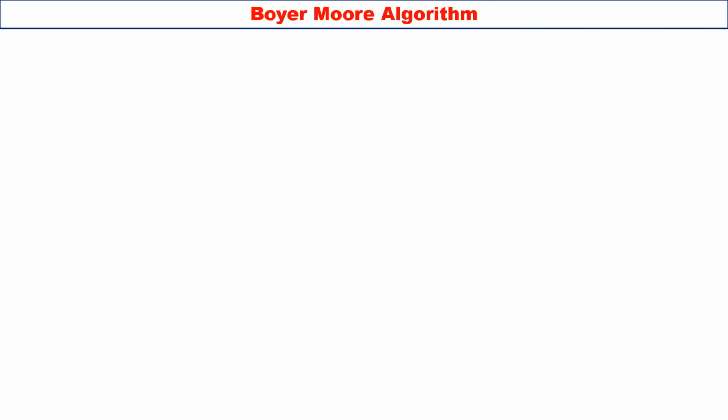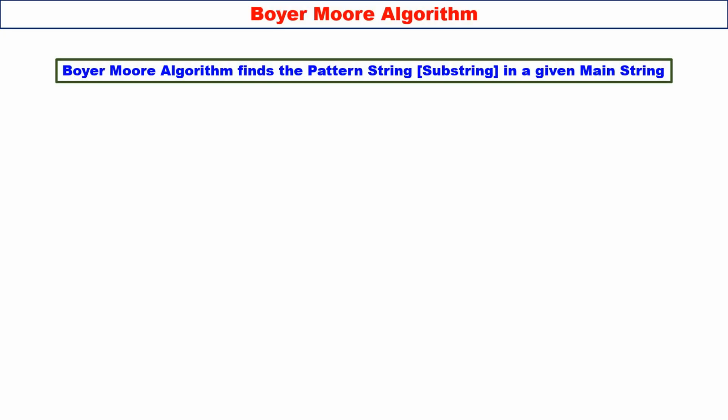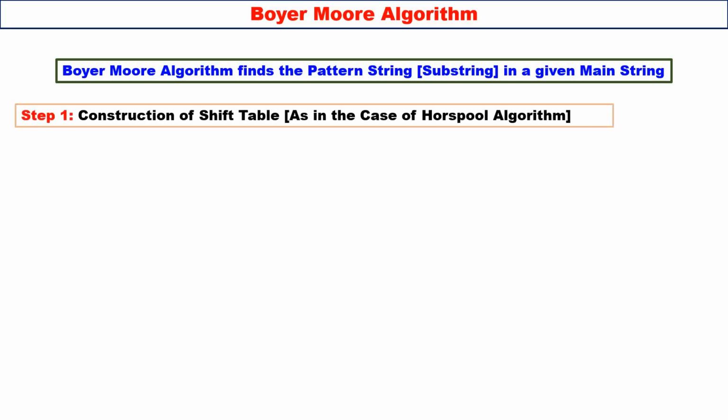In this video, we will understand the Boyer-Moore algorithm. The Boyer-Moore algorithm finds the pattern string or the substring in a given main string. So a main string is given, and the Boyer-Moore algorithm will find out the pattern string or the substring. So what are the steps of the Boyer-Moore algorithm?